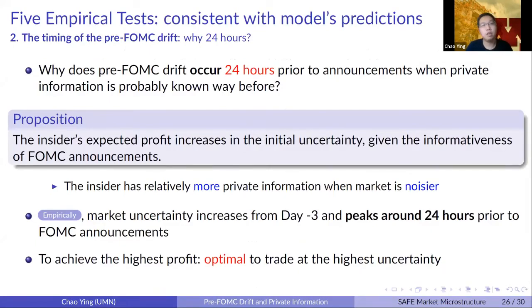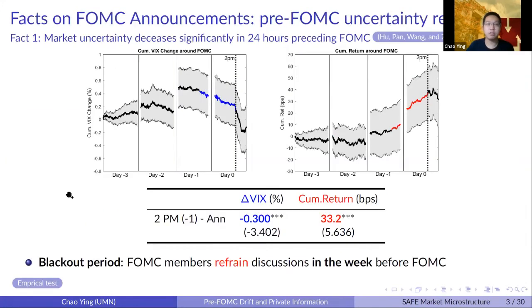Second, I want to talk about why the pre-announcement drift occurs 24 hours before announcements, when the private information is probably known way before. In the paper, I prove that the insider's expected profit increases in the initial uncertainty. It is pretty intuitive since now the insider has relatively more private information when the market is noisier. Remember that at the beginning I showed that the market uncertainty starts to increase 3 days before announcement, and it peaks around 24 hours before announcement. It implies that to achieve the highest profit, it is optimal for the insider to trade at the highest uncertainty, which is about 24 hours before announcement.